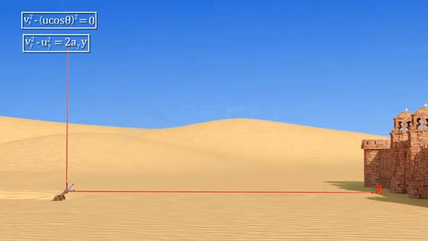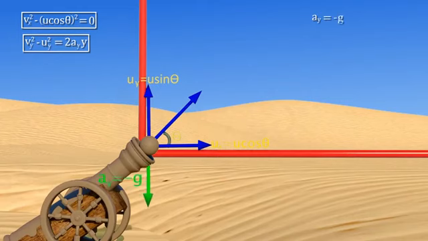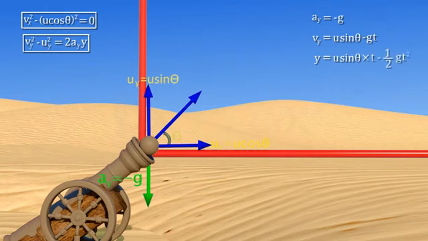Due to gravity, the projectile's acceleration along the y-axis is minus g. Upon substituting ay and uy, the equations of motion along y direction are vy equals u sin theta minus gt, y equals u sin theta into t minus half gt square, and vy square minus u sin theta whole square equals minus 2gy.